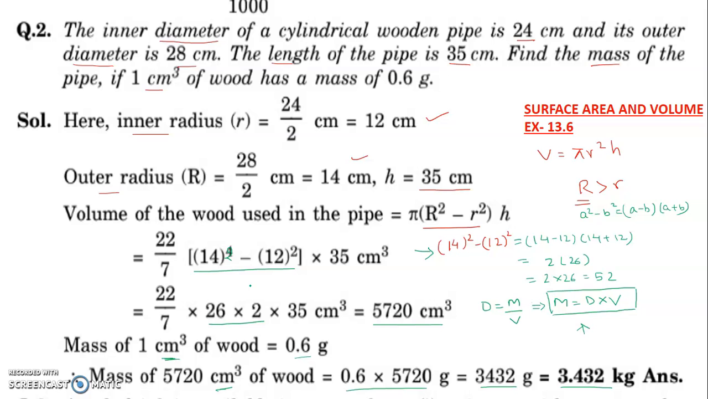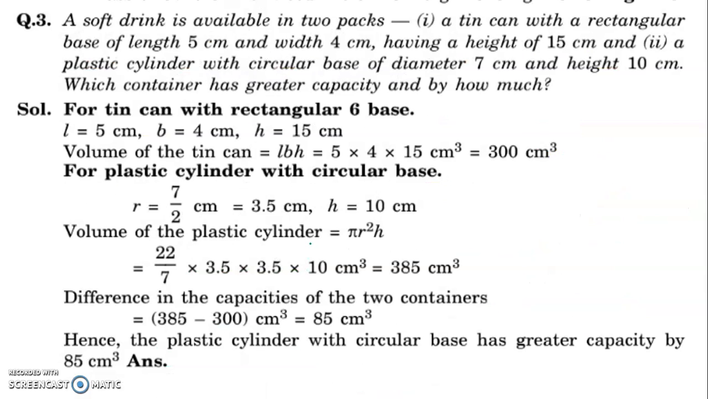Okay, now see, I'll solve one more question for you. I hope you have followed. Any doubt, you can always get back to me. Question number 3. It says a soft drink is available in 2 packs. First, a tin can with a rectangular base of given length, width and height. And second, a plastic cylinder with a circular base of given diameter and height. Which container has greater capacity, and by how much?